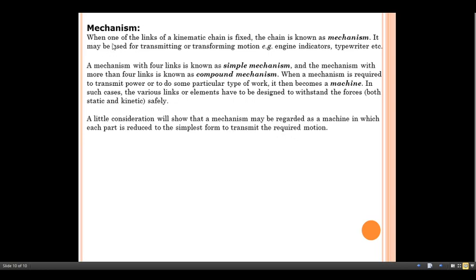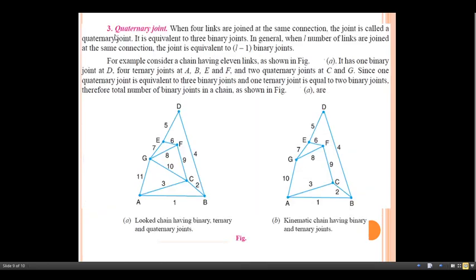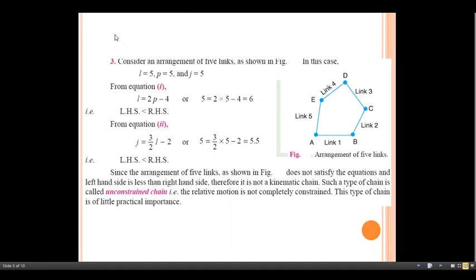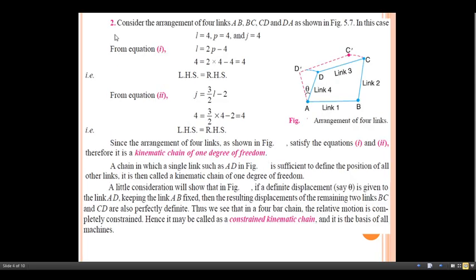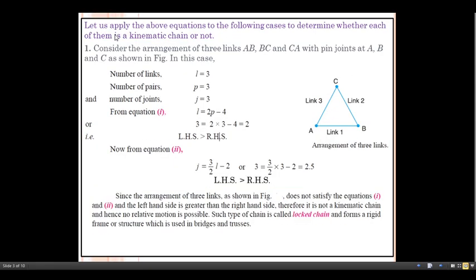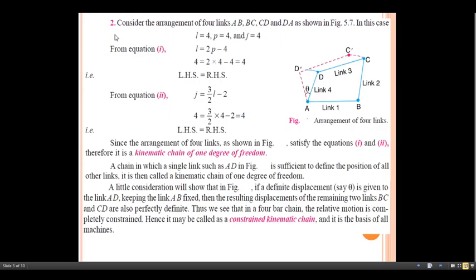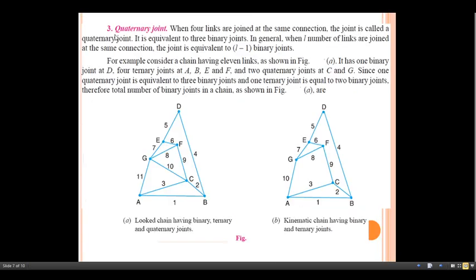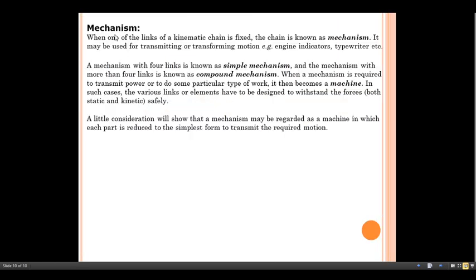As far as this mechanism is concerned, we only have to remember that when one of the links of a kinematic chain is fixed, this becomes a mechanism. So we have started our journey from the link, then the pair, then the chain, and last the mechanism. In the case of a mechanism, when one of the links of the chain is fixed, that becomes a mechanism.